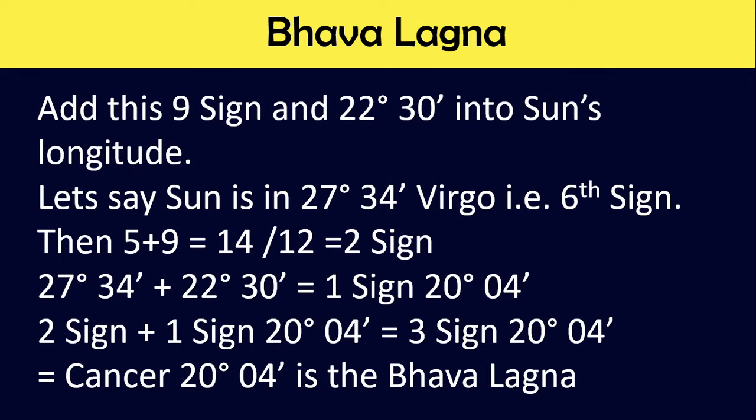Add this 9 signs and 22 degrees 30 minutes into the Sun's longitude. Let's say the Sun is in 27 degrees 34 minutes Virgo, that is 6 signs. Then we have to add 5 plus 9. Don't add 6. People make mistakes here. And we get 2 signs. And from the addition of degrees, we get 1 sign 20 degrees 4 minutes. Total result is 3 signs 20 degrees 4 minutes. That means Cancer 20 degrees 4 minutes is the Bhava Lagna.